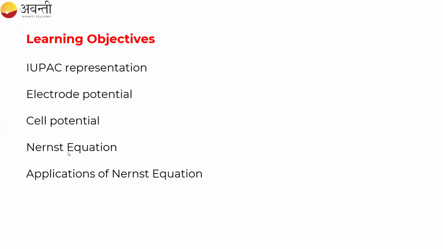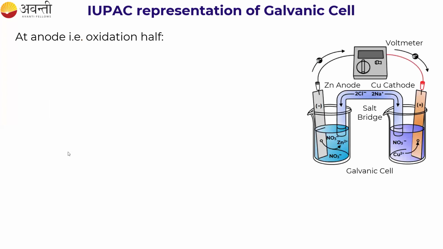Now let's move on to the IUPAC representation of a galvanic cell first. You can see the galvanic cell on the right side of your PPT. At the anode, oxidation reaction occurs. This is a galvanic cell in which we have two beakers. One beaker contains zinc sulfate solution and the other contains copper nitrate solution, and both are connected by a salt bridge. The electrons are moving from zinc to copper, from anode to cathode.